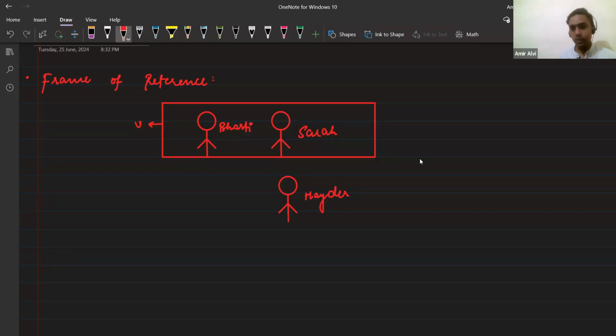So that's why it is important to understand the frame of reference. We will not go deep into what kinds of frames of reference we have. I just wanted to tell you the definition, because sometimes somebody asks, what do you mean by frame of reference? You have done force and laws of motion. So you have to answer like this. I'm going to write down the definition.